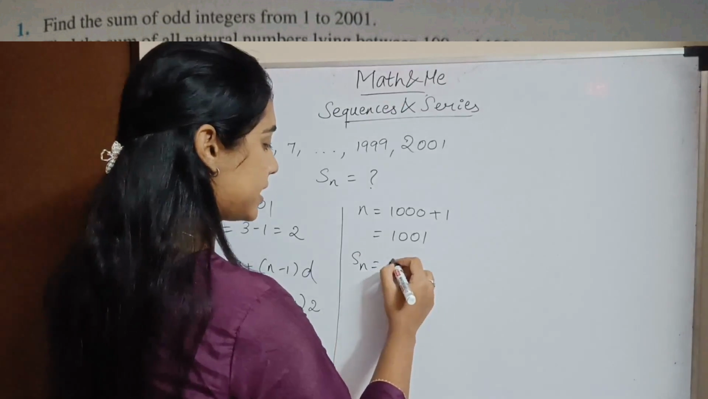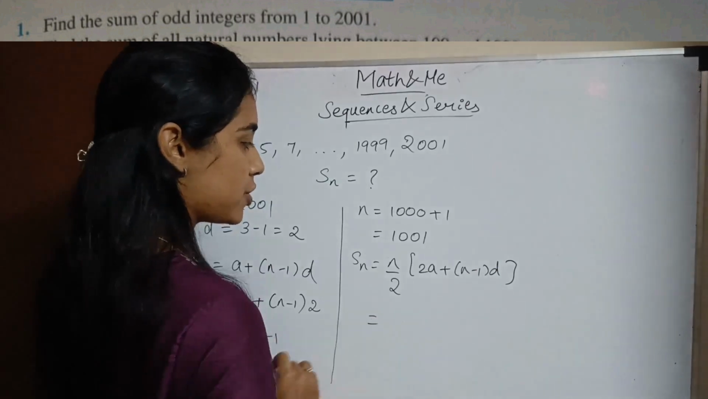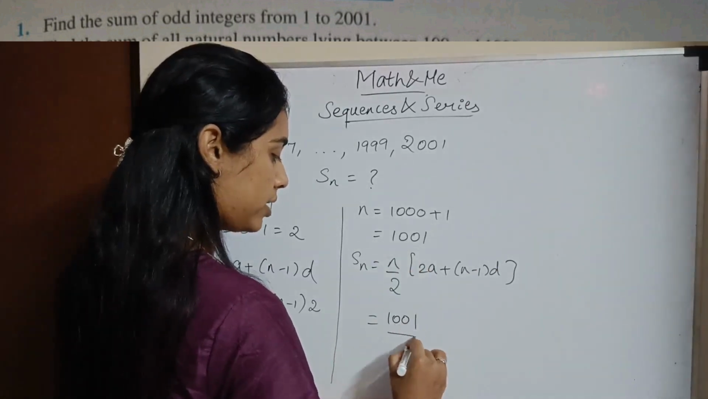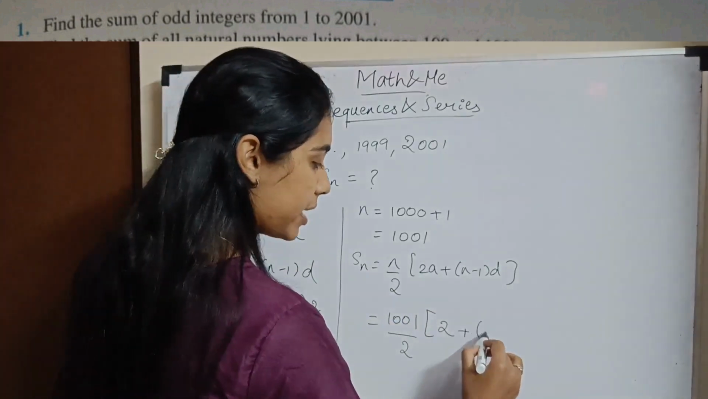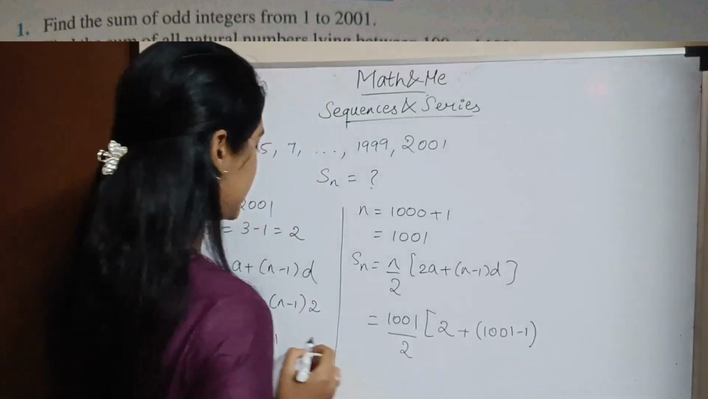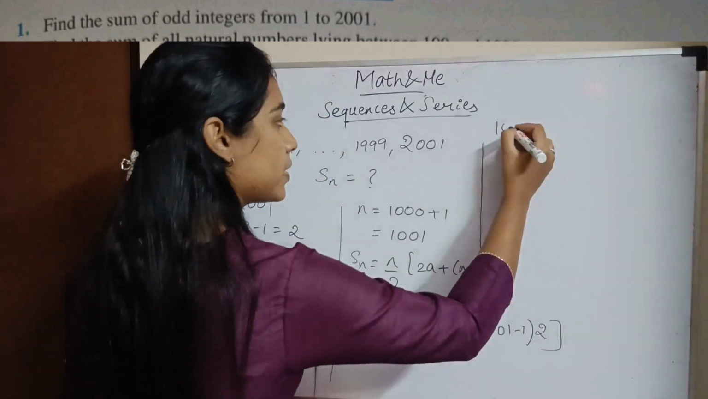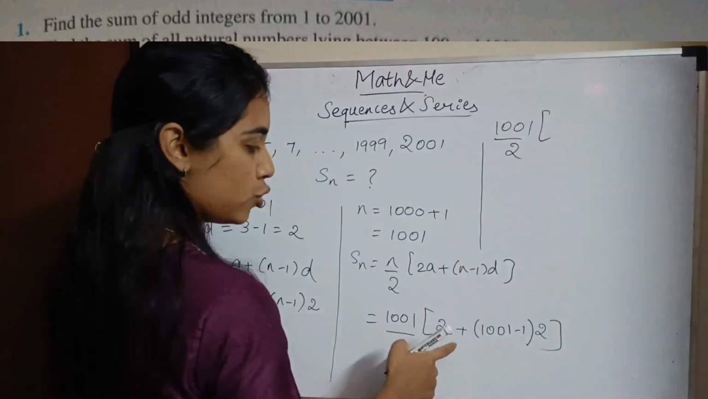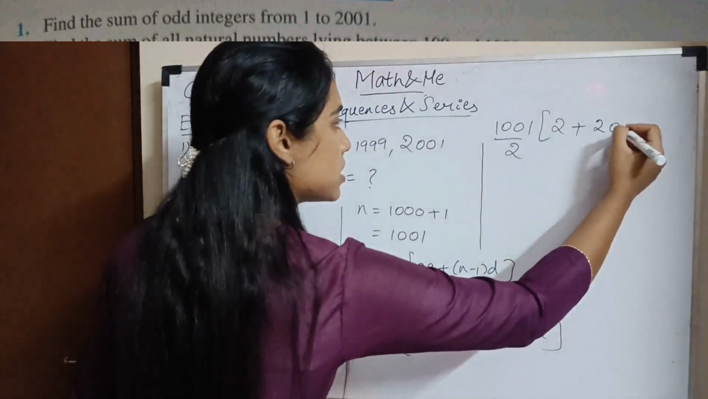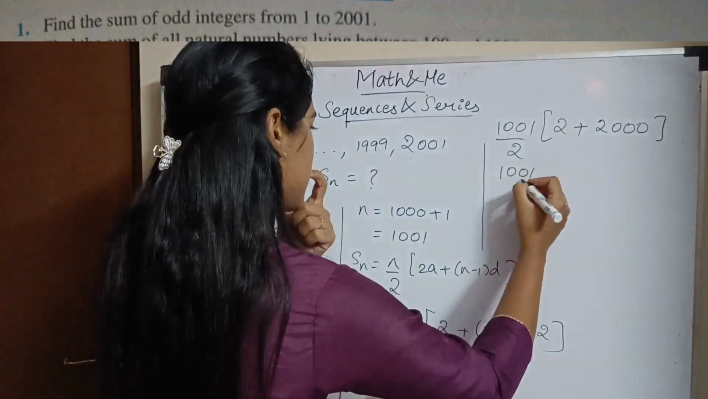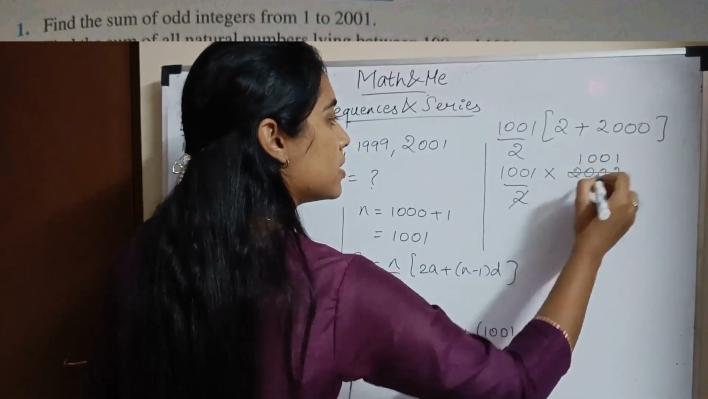Now, your Sn is n by 2 of 2a plus n minus 1 into D. Substituting the values, n is 1001, so 1001 divided by 2 times 2a, that is 2 times 1, plus 1001 minus 1 times D, which is 2. So what do you have? 1001 divided by 2 of 2 plus 1000 times 2. 1000 times 2 is 2000. So you have 1001 divided by 2 times 2002. This cancels. So what is your final answer?